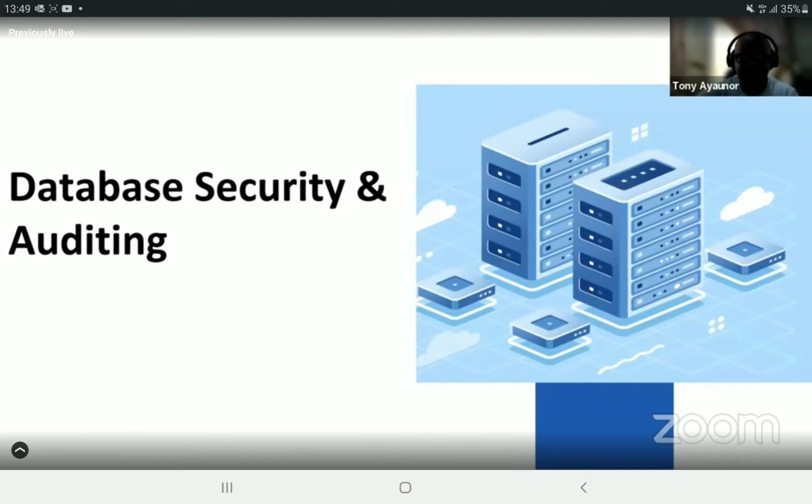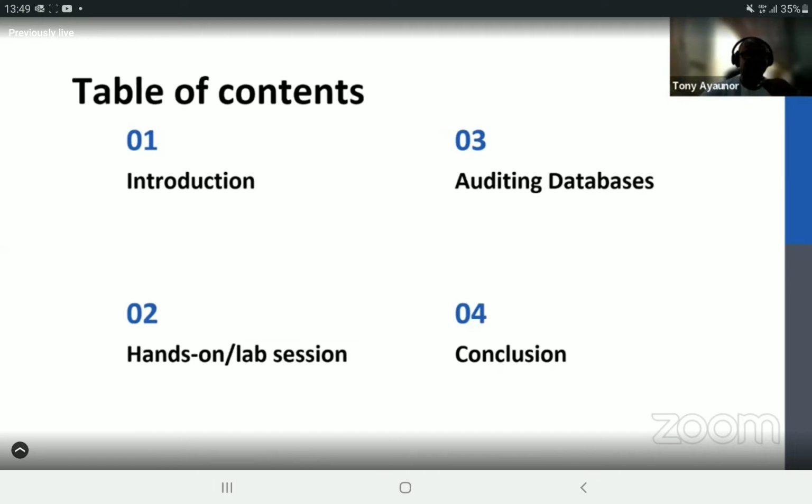Our session today is broken down into 3 parts, right? So today's session is divided into 3 parts. We will do a high-level introduction into what databases are. We'll talk about some of the security risks institutions are exposed to. We'll talk about auditable domains in auditing databases. And then we'll have a lab where we'll demonstrate how to go about auditing databases, right?